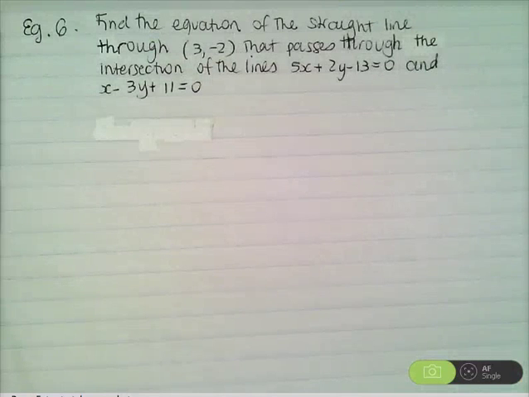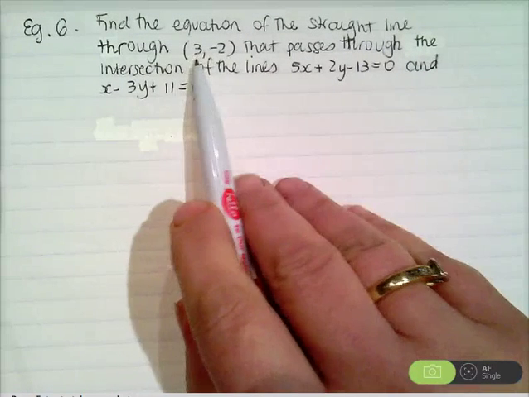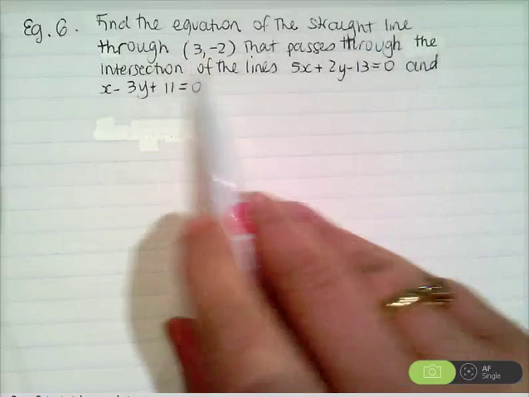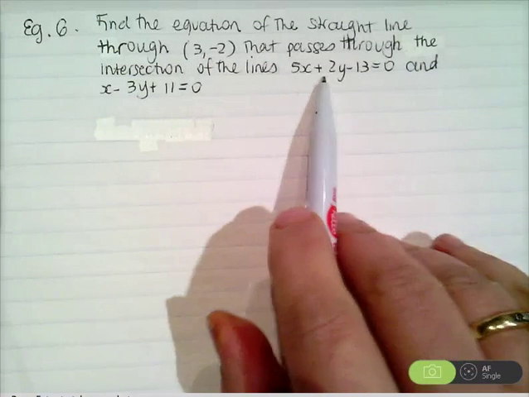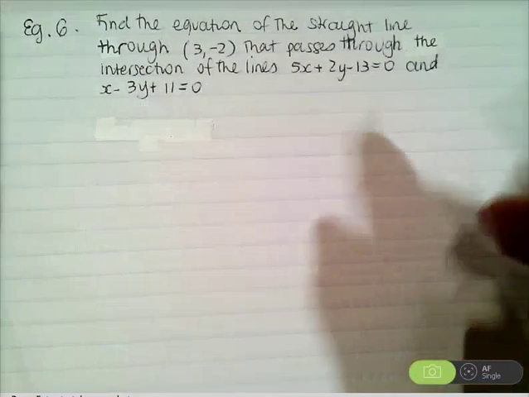Okay, just one more example using that new equation method. Find the equation of the straight line through the point (3, negative 2) that passes through the intersection of these two lines: 5x plus 2y minus 13 equals 0, and x minus 3y plus 11 equals 0.